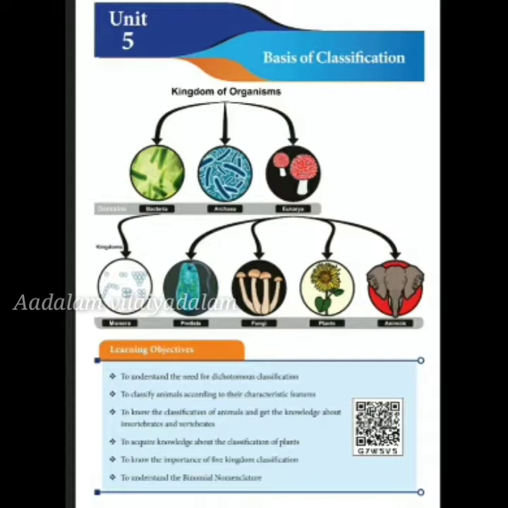In this lesson, what are the learning objectives? To understand the need for dichotomous classification, to classify animals according to their characteristic features, to know the classifications of animals and get knowledge about invertebrates and vertebrates, to acquire knowledge about classification of plants, to know the importance of 5 kingdom classification, to understand the binomial nomenclature.